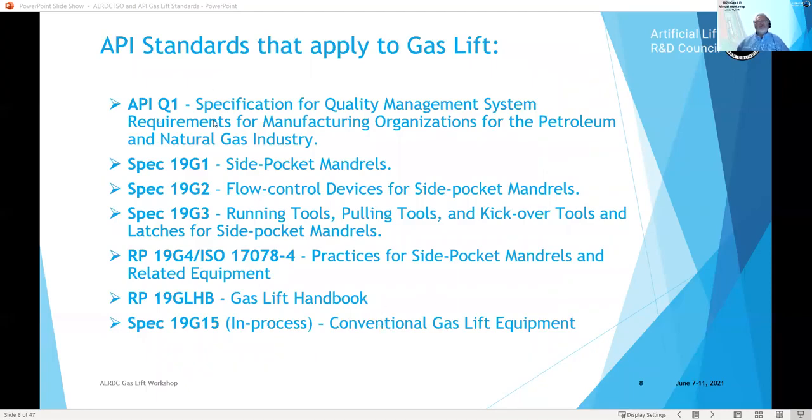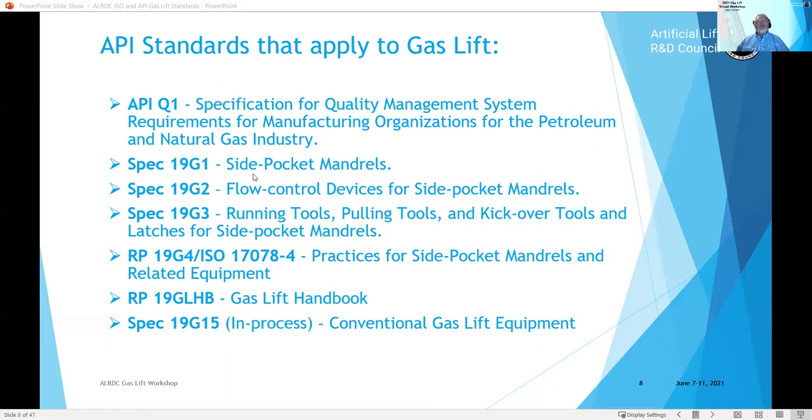So the API standards that apply to gas lift. API Q1, this is a specification for quality management system requirements. It's not just for gas lift, it's for all suppliers of API monogrammed equipment, and it provides for the way that the quality management system will be organized and operated.